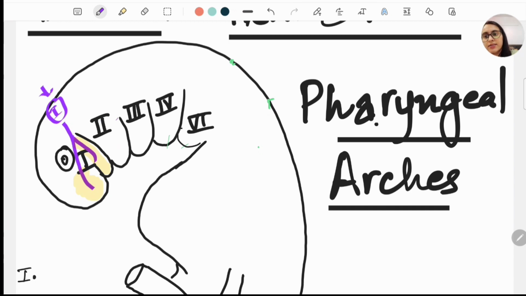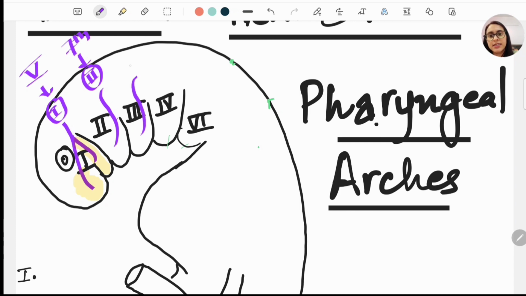The first pharyngeal arch is supplied by the mandibular division of the trigeminal nerve. So basically we can say the mandible is supplied by the mandibular division of the trigeminal nerve, which is the 5th cranial nerve. So we can remember 5. Cranial nerve 5 helps in development of, or supplies, the first pharyngeal arch. Second pharyngeal arch is supplied by the facial nerve, the 7th cranial nerve.